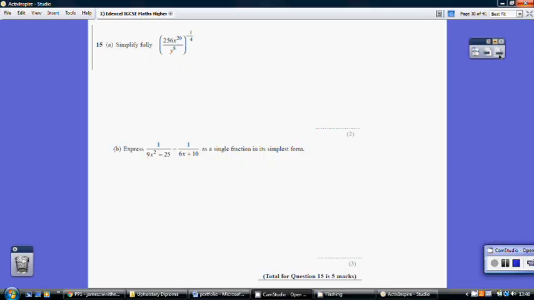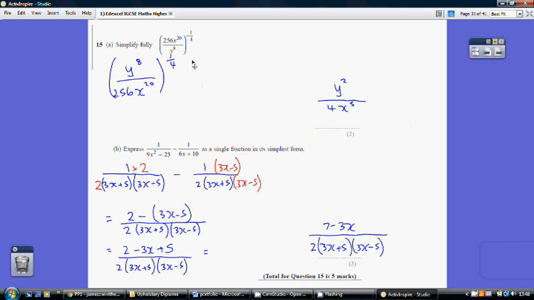15 part A. So start off by dealing with the minus part of the index. So for the minus we just flip it over. So flipping over the fraction, we've now got y to the 8 as the numerator and 256x to the 20 as the denominator, and that has sorted out the minus component. So we've now just got it to the power of a quarter. So applying this quarter to each of the 3 components, y to the 8 to the power of a quarter, multiply the 8 by the quarter gives us y squared.